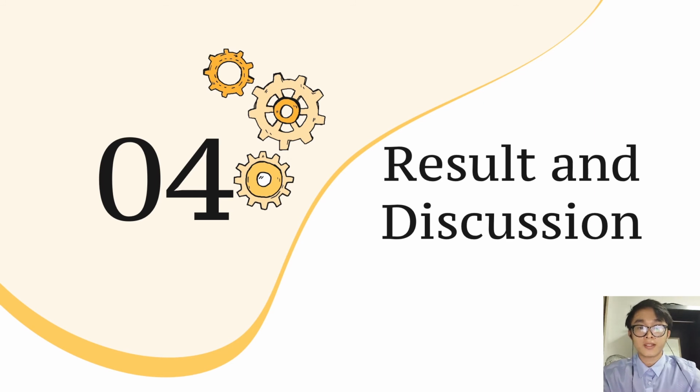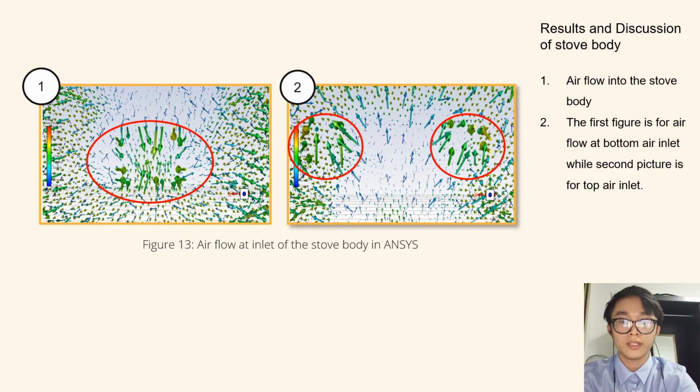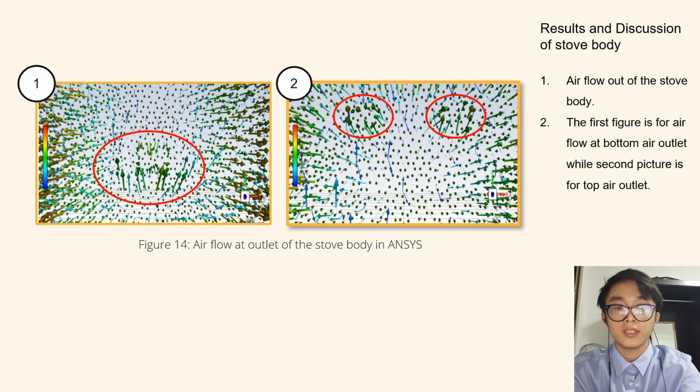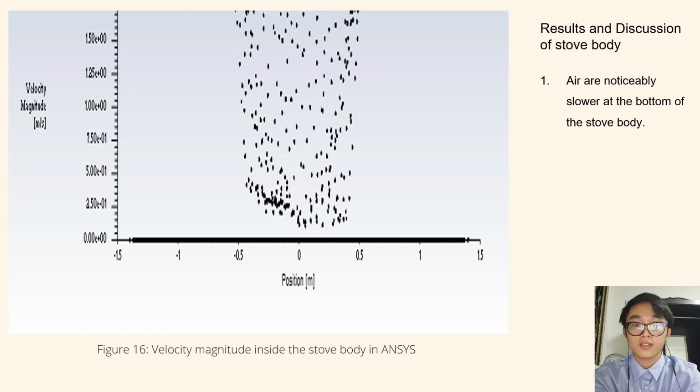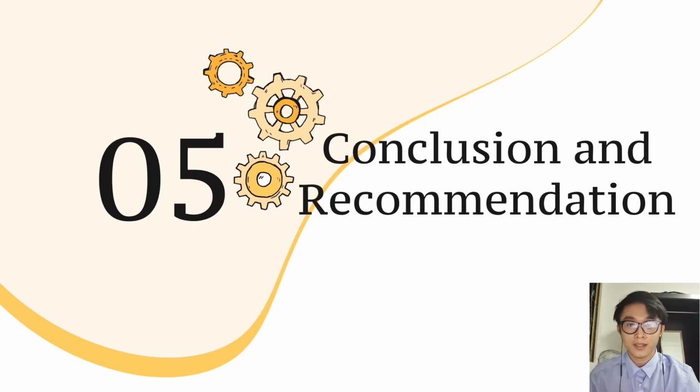The next part of this slide is the result and discussion. Figure 13 shows the airflow at inlet of the stove body in ANSYS. Figure 14 shows airflow at outlet of the stove body in ANSYS. Figure 15 shows the path line of airflow through the stove body in ANSYS. Figure 16 shows the velocity magnitude inside the stove body in ANSYS. For the last part of this slide is the conclusion and recommendation.